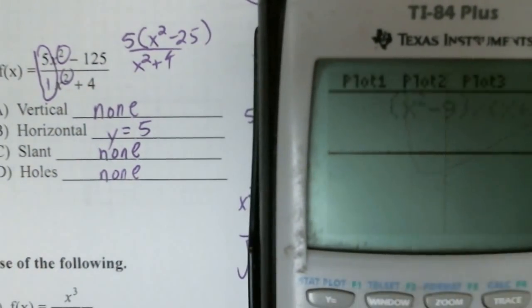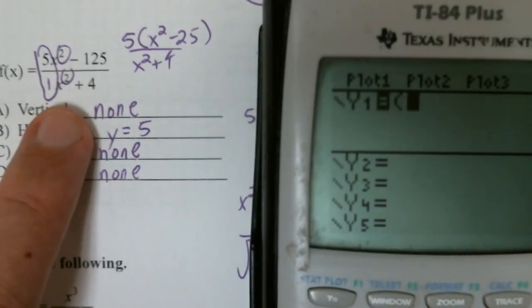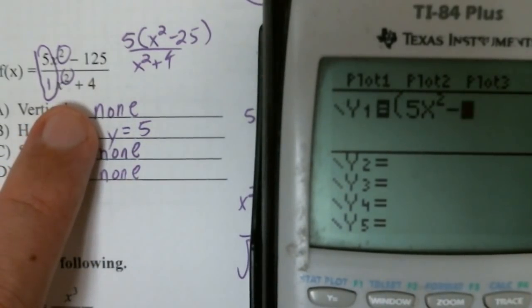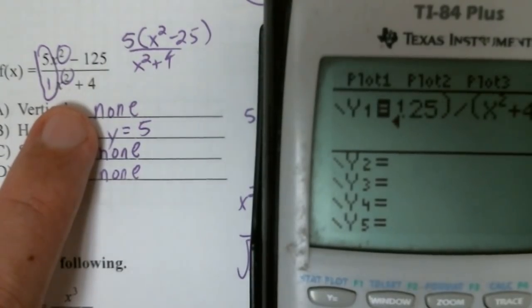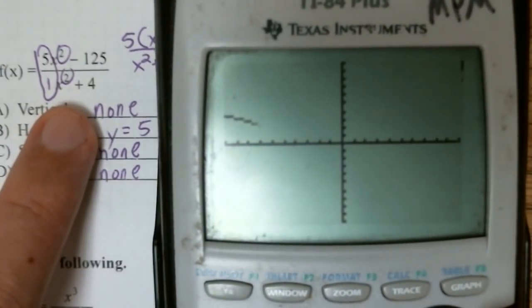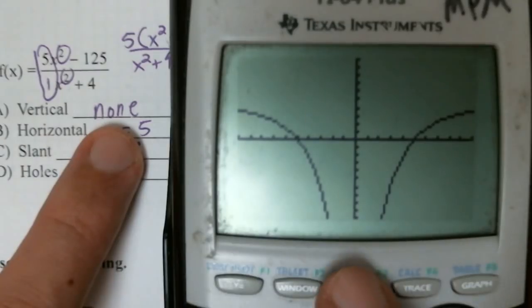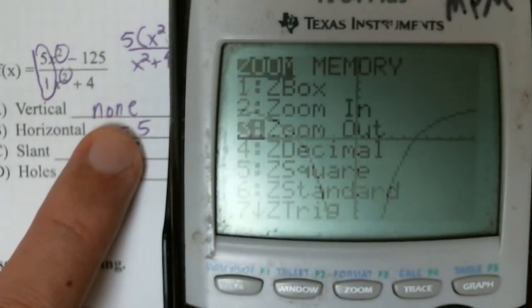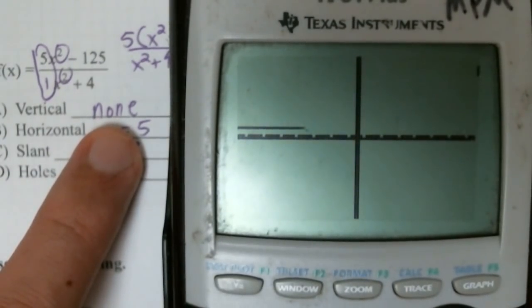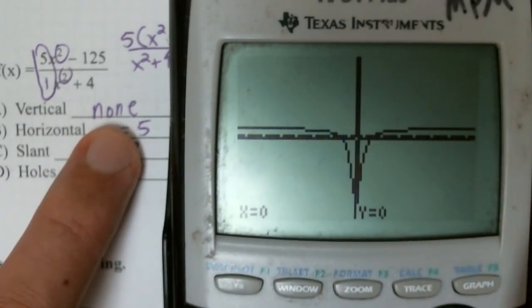Okay, check that quickly. So parentheses 5x squared minus 125 divided by parentheses x squared plus 4. Let's graph that. We said there's no vertical asymptote. I can't see what's going on down here at the bottom, so if I zoom out just a little bit and press enter, I can see my graph goes down, makes a little V, almost perfectly symmetrical. So I have no vertical asymptote, and that makes sense.